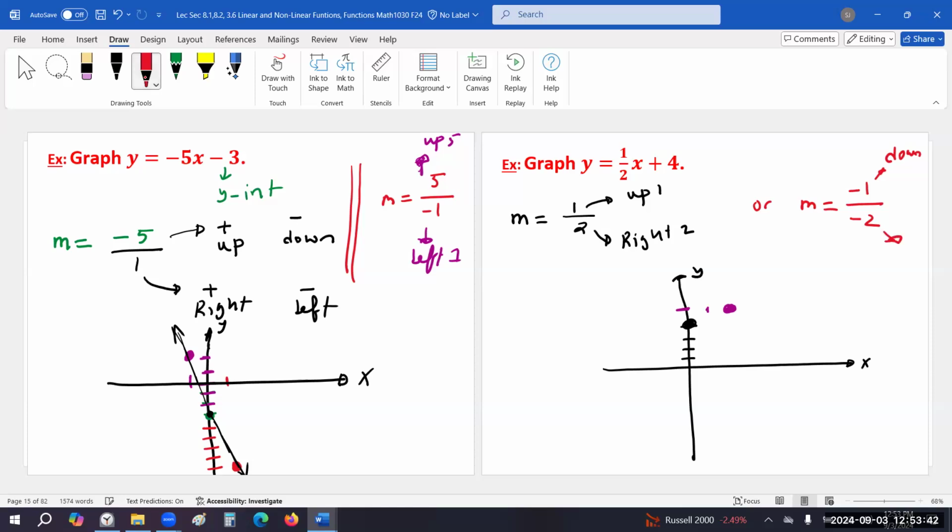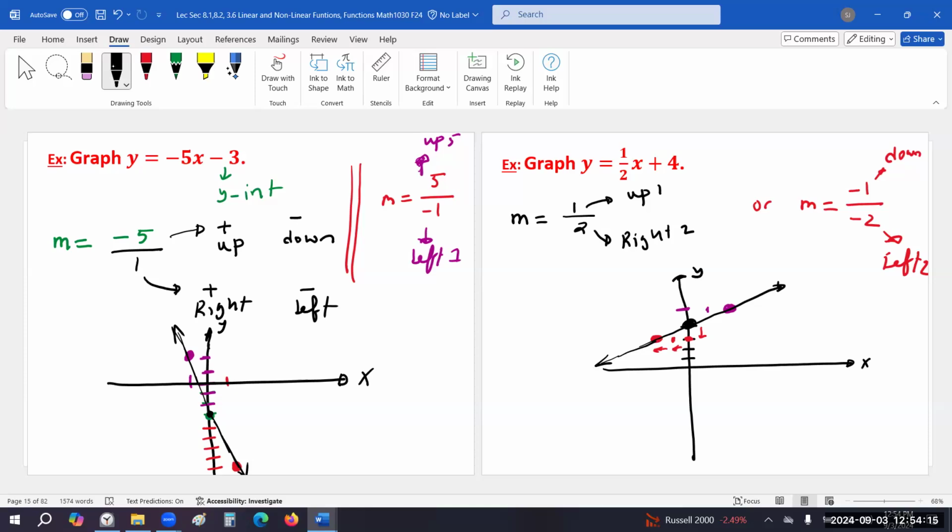And then -2 on the denominator means which direction? Left. So 1 down here, and then 1, 2, 2 left here. So 1 down and 2 left. So I have 3 points. Just connect them with a straight line. And you're done.